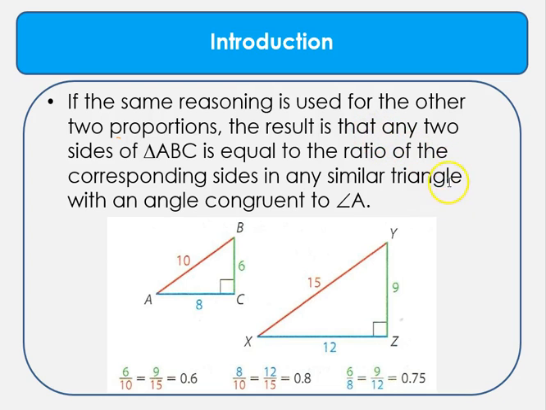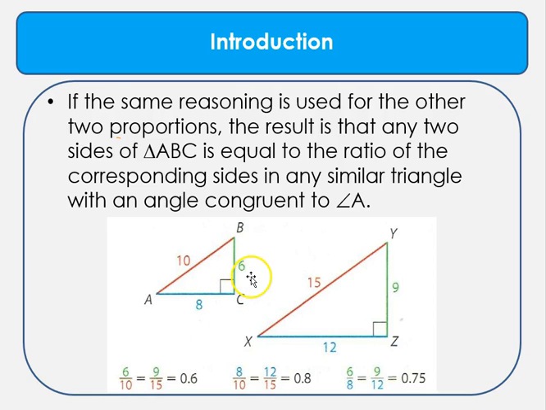If the same reasoning is used for the other two proportions, the result is that any two sides of triangle ABC have a ratio equal to the ratio of the corresponding sides in any similar triangle with an angle congruent to angle A. So taking those same two triangles and adding values, we can now set up a set of proportions between them and have them be equal.